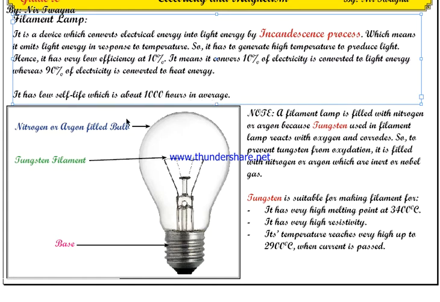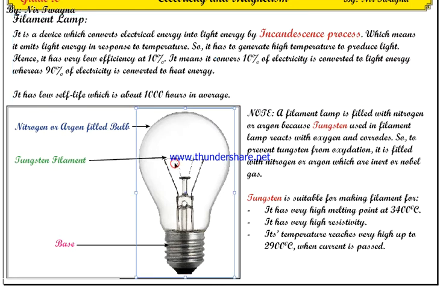Its shelf life is about 1000 hours on average. That means nothing lasts forever. Nothing lasts forever in the universe. Everything is destructible. Even the stars are destructible. Then what is this? This is also a filament, isn't it? It has a shelf life of 1000 hours, and that is also on average. It's not an exact figure.